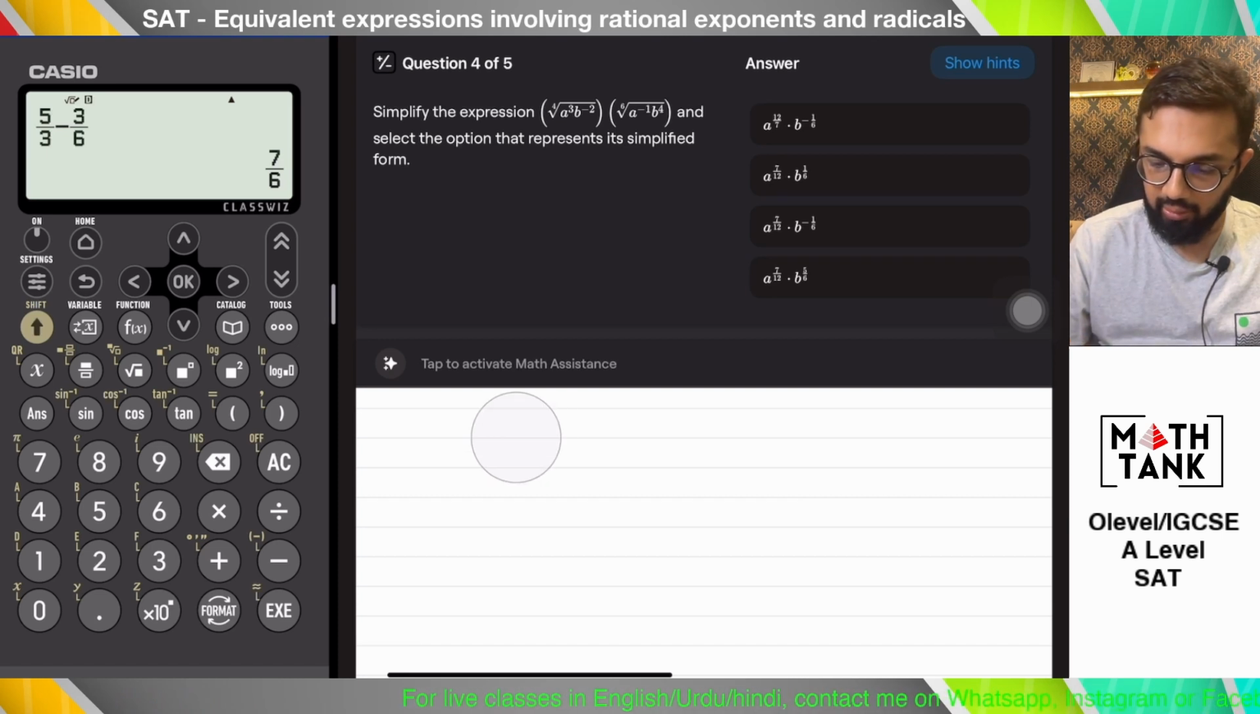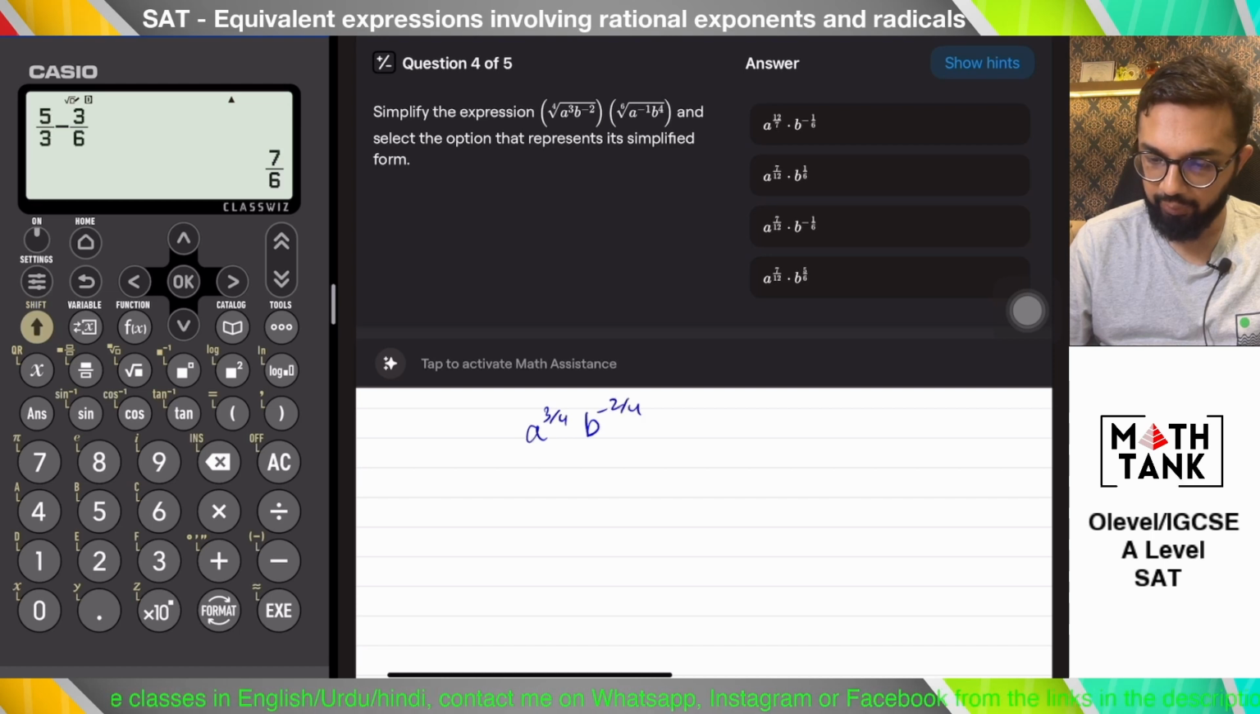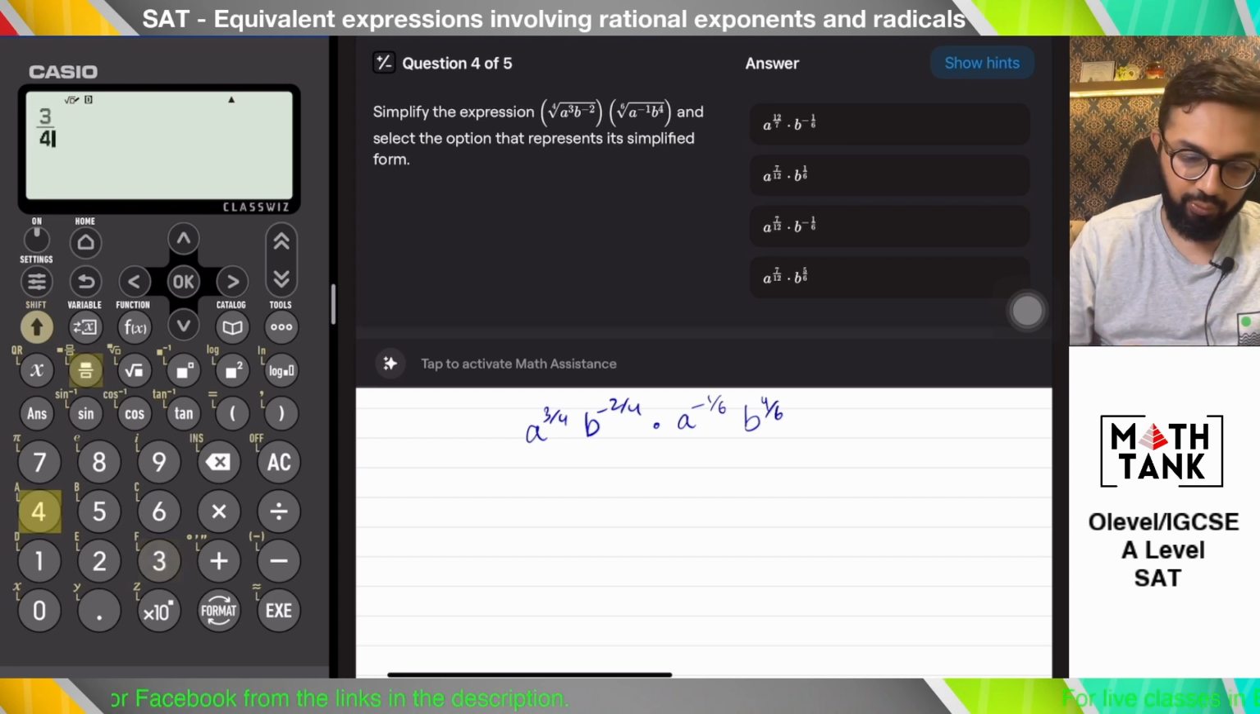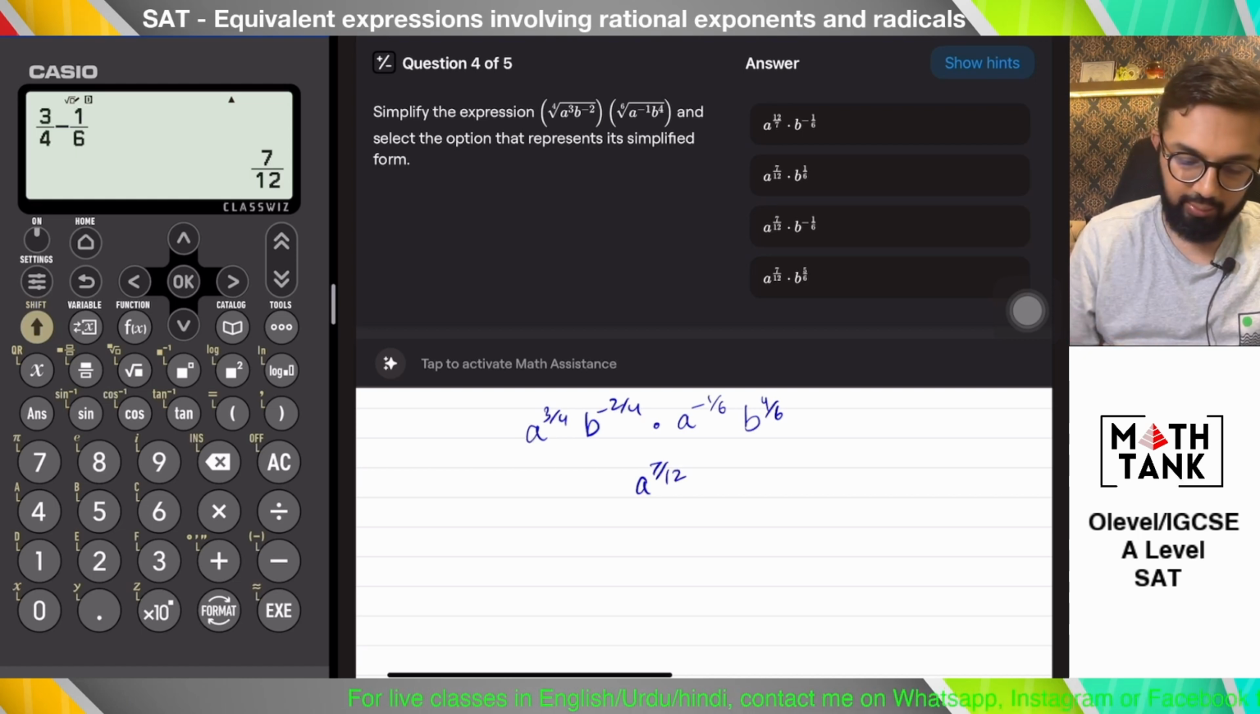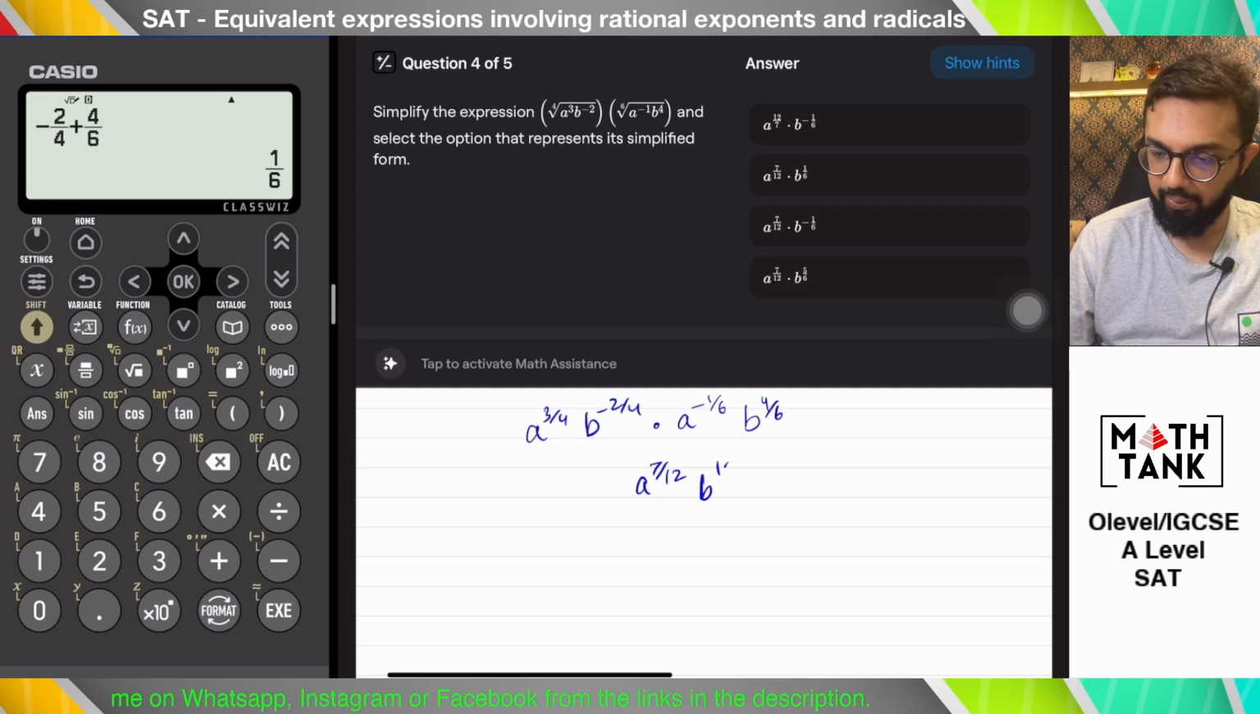Okay, a power 3 over 4, b power minus 2 over 4 multiplied by a power minus 1 over 6, b power 4 over 6. The powers are going to get added together, so 3 over 4 minus 1 over 6 because there's a negative there. So a power 7 over 12 and b power minus 2 over 4 plus 4 over 6, which is 1 over 6. So b power 1 over 6.